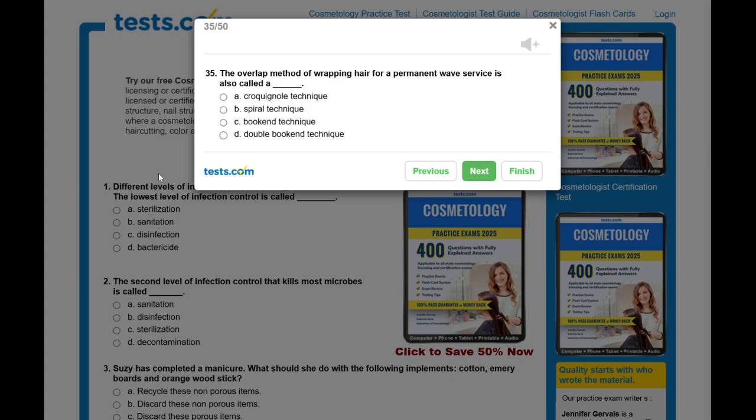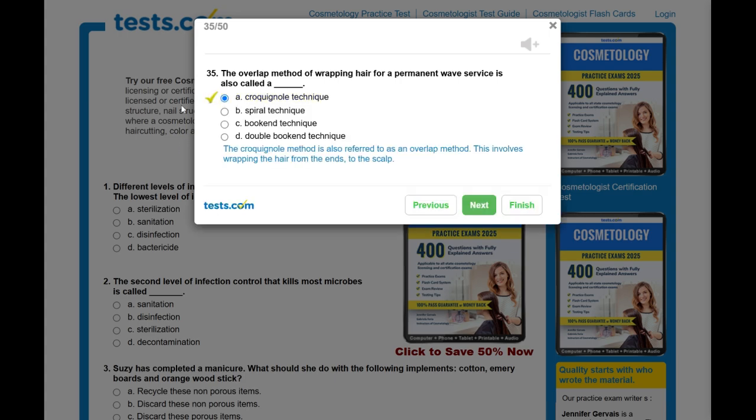Question 35. The overlap method of wrapping hair for a permanent wave service is also called A. Croquignole technique. B. Spiral technique. C. Bookend technique. D. Double bookend technique. A. Croquignole technique. The croquignole method is also referred to as an overlap method. This involves wrapping the hair from the ends to the scalp.